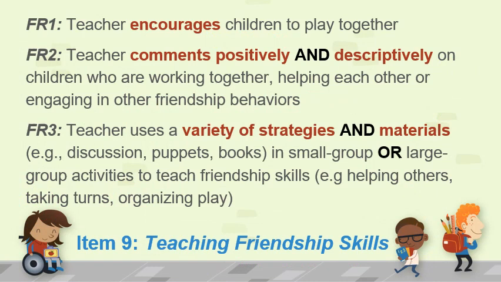The first few indicators under item 9, teaching friendship skills, are FR1, the teacher encourages children to play together. You want to bring groups of children together so they get the idea that playing together is desirable. You can suggest play activities and comment on how to play together.